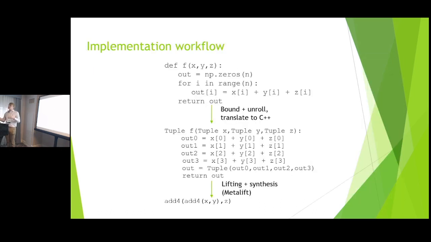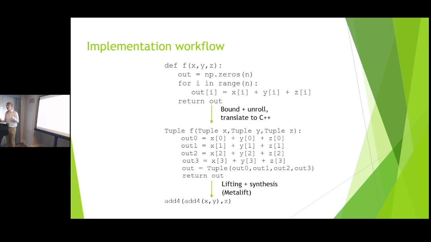So with all that, we can look at what the implementation workflow looks like for this problem. We start off with our standard Python code again. In this case, we're just adding together 3 arrays. And so our first step here is to bound it and unroll it, and then translate it into C++. So we've got some C++ code in the middle here. It's just been unrolled so that we have straight line statements all the way through that can then be lifted.